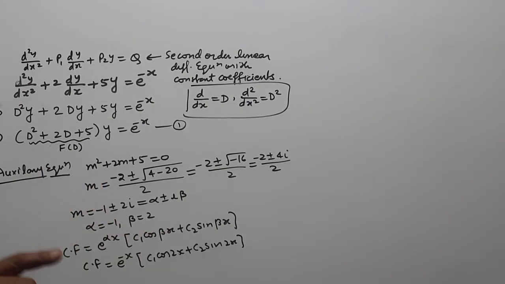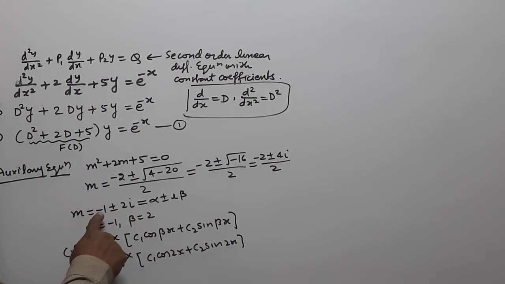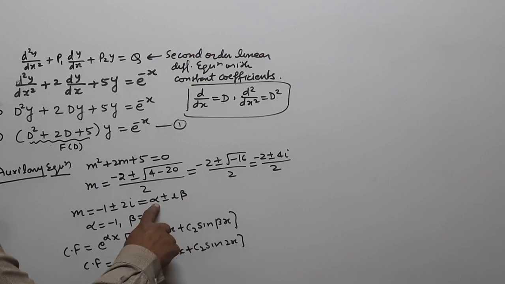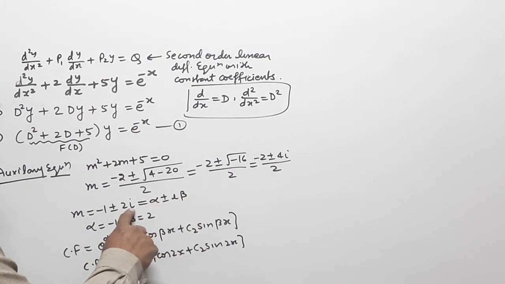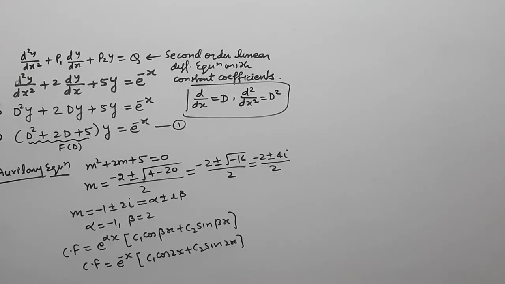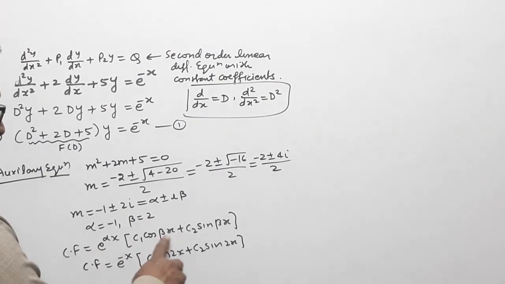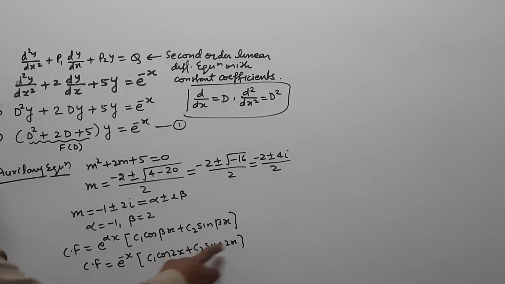So we use here Sridharacharya formula and get the roots of this quadratic equation. Roots are -1 ± 2i. These roots are imaginary. So compared with alpha ± i beta, we get real part, that is alpha, is equal to -1 and imaginary part beta is equal to 2 here. And we know that the complementary function, if the roots are imaginary, can be written as e to the power alpha x (c1 cos beta x + c2 sin beta x). Now we put value of alpha and beta, get the complementary function of the equation 1.